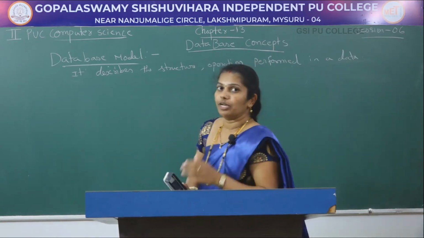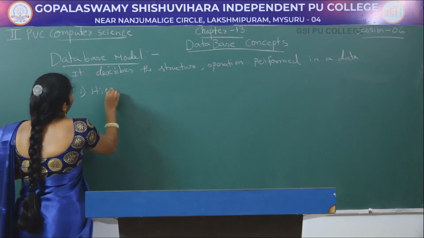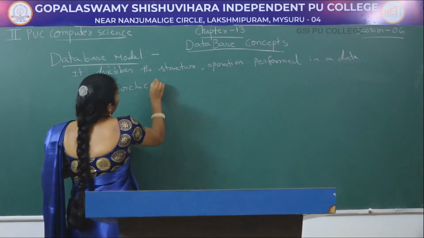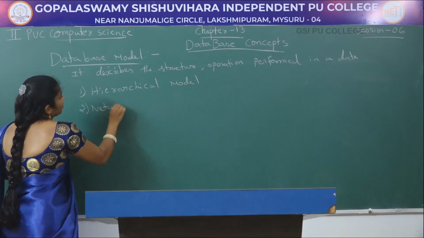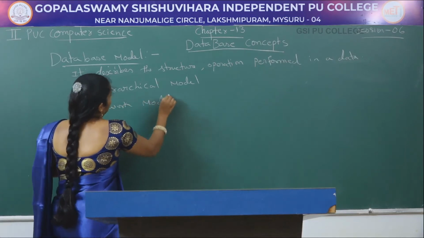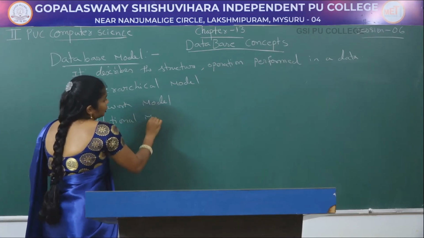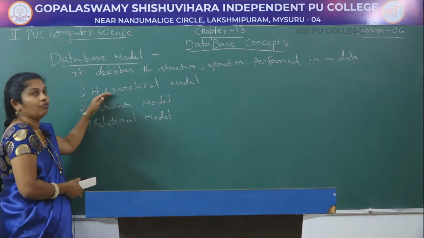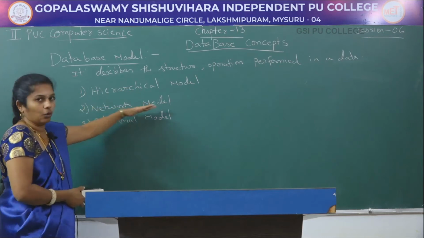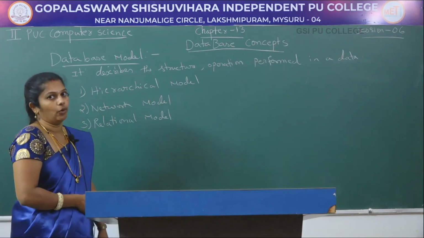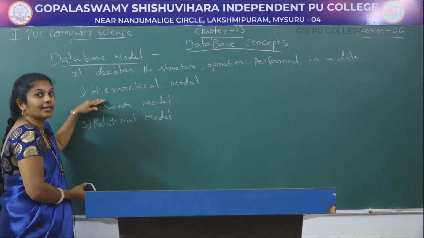When we come to the database model, we have three types of database model. The first one is the hierarchical model. The second one is the network model. The third one is the relational model. There are three types of database models: hierarchical model, network model, and the last one, relational model. Now we will explain one by one. First we will explain the hierarchical model.